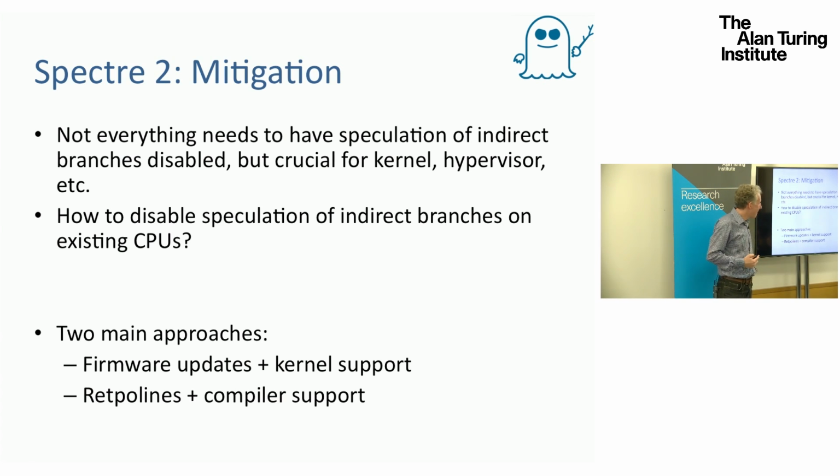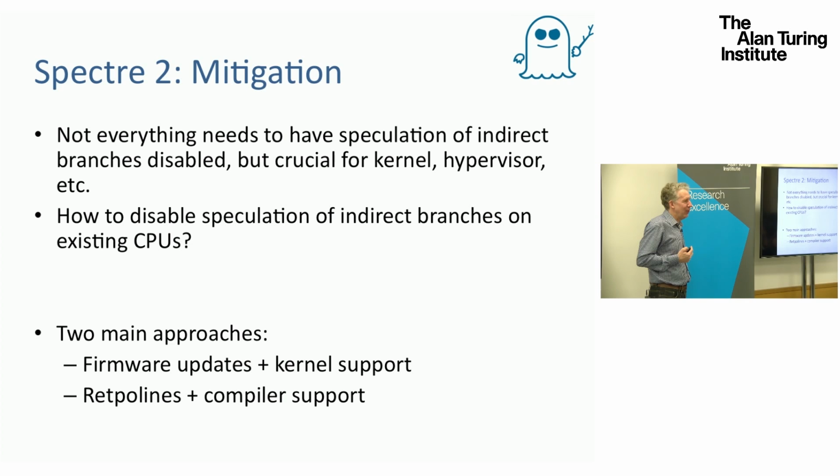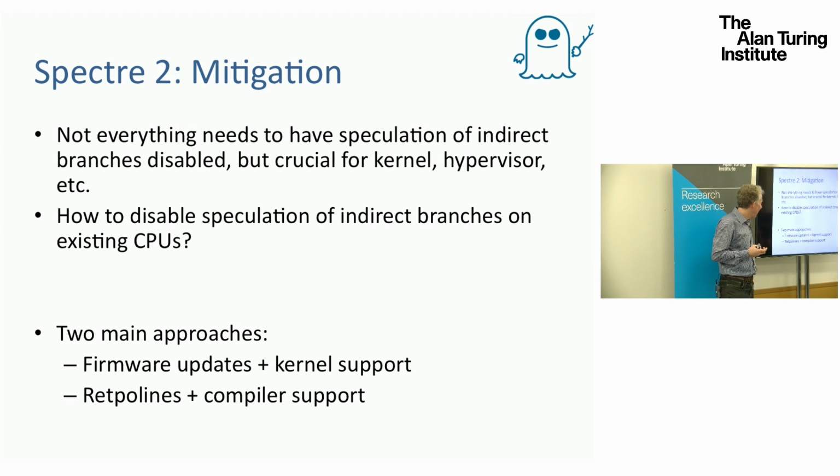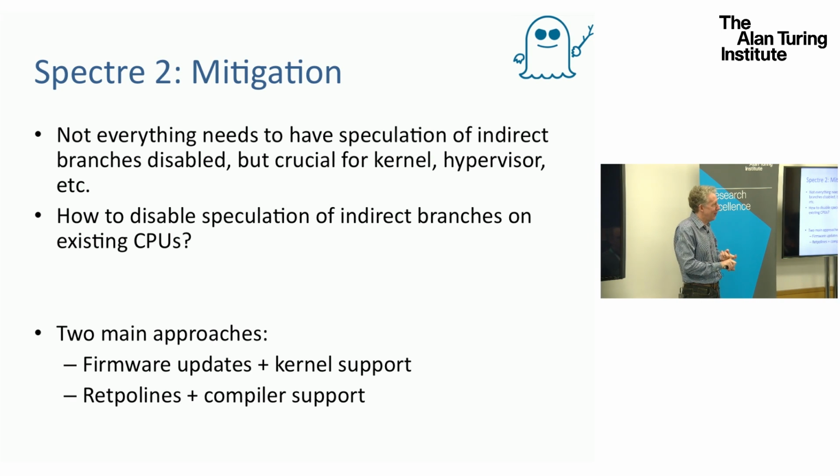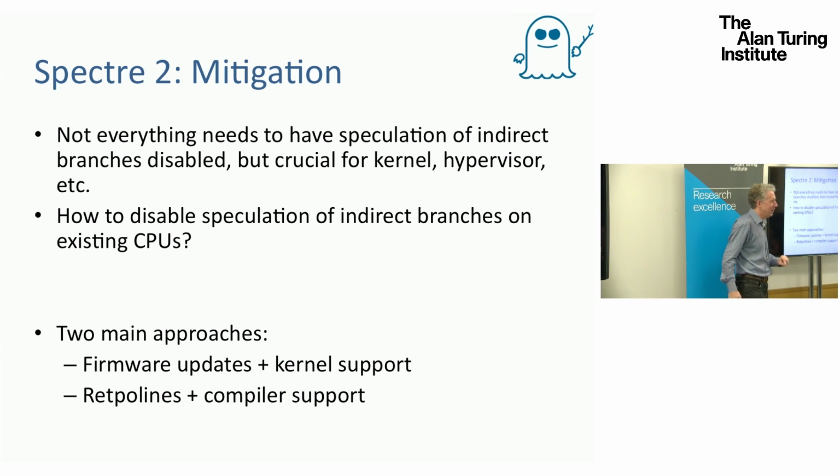So what do we do? Not everything necessarily needs you to disable speculative execution of branches, but certainly for anything important like the kernel, the hypervisor, etc., you need to. How are we going to disable speculation of indirect branches on CPUs that have already shipped? The CPU will just do this, so we have to somehow find a way to avoid it happening, to be safe again. There are two approaches that are taken. The first one is firmware updates, plus kernel support for the firmware updates. And so if you've been deploying firmware updates on machines, that's what's going on here. The second one is a really cool little technique called a retpoline, which I'll explain briefly.